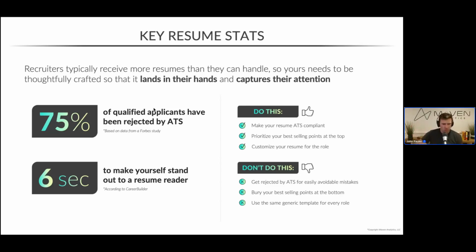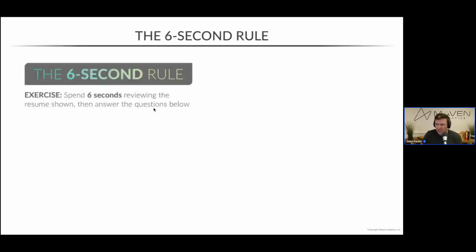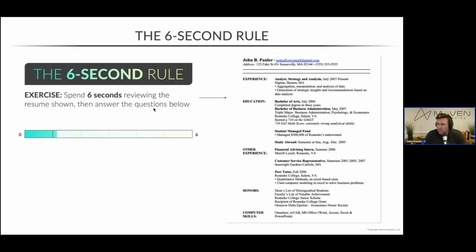And then the next one, which we'll go and do a little exercise on, is the 6-second rule. You have 6 seconds to make yourself stand out to a resume reader. And I know that number sounds crazy, but I think, if anything, I think that number's too big. And we're going to walk through that in a second. So first, the 6-second rule. I'm going to put a resume up here for 6 seconds, and I want you to try to process it and retain any information that you can before this timer runs out.